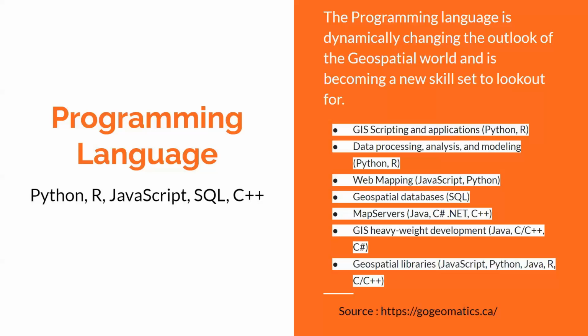Geospatial databases are also increasing. Map servers using Java, C#, .NET, and C++ are increasing. Now GIS heavyweight development in Java and C is also increasing. These programming languages are gaining importance. Geospatial libraries in JavaScript, Python, Java, R, C, and C++ are also in considerable demand.